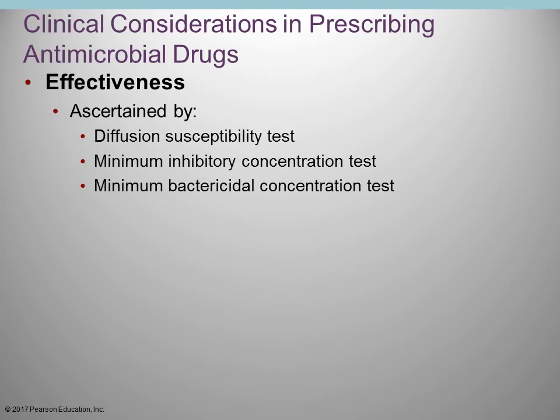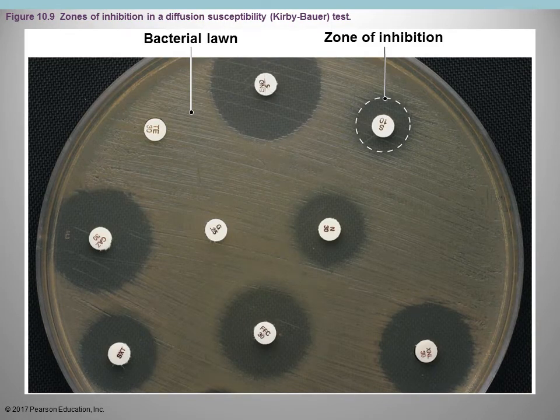So how do you measure the effectiveness? Well, you can run several different types of tests. One thing that you can do is what's known as a diffusion susceptibility test. It's often known as a Kirby-Bauer test. You grow bacteria on a lawn, basically just solid growth. You don't want to have individual colonies. So you just want that solid growth on there.